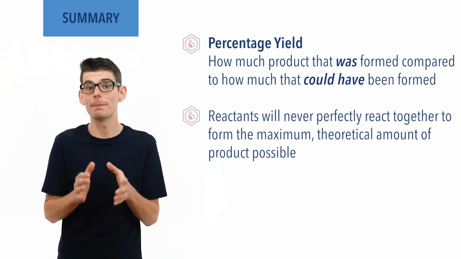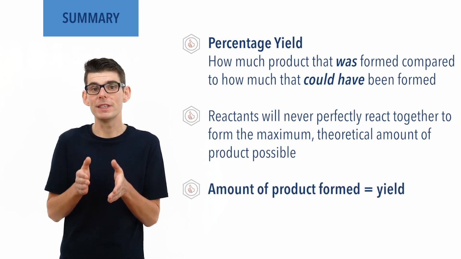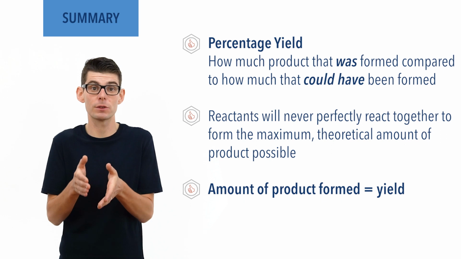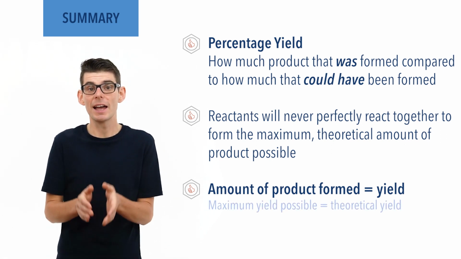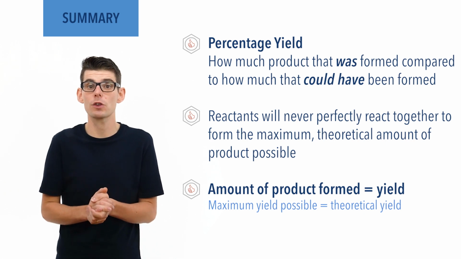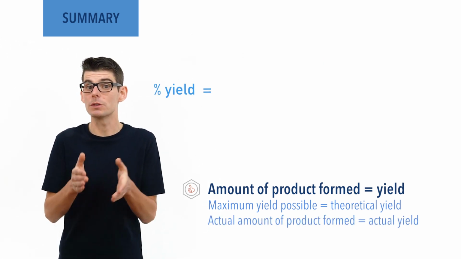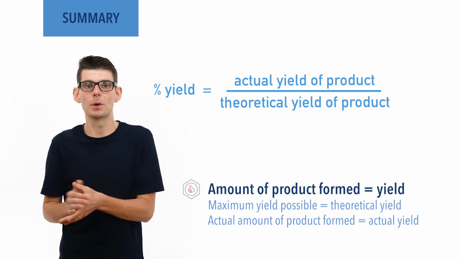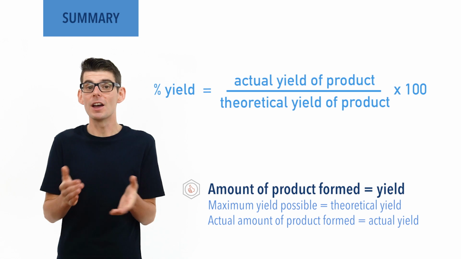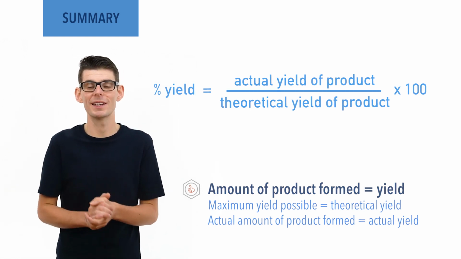In a reaction, the amount of product that gets formed is called the yield. The yield that could be produced based on the moles of reactants reacting is called the theoretical yield, and the yield that is produced in a reaction is called the actual yield. Percentage yield equals actual yield divided by theoretical yield multiplied by 100. A high percentage yield means less wastage and a more efficient reaction process.